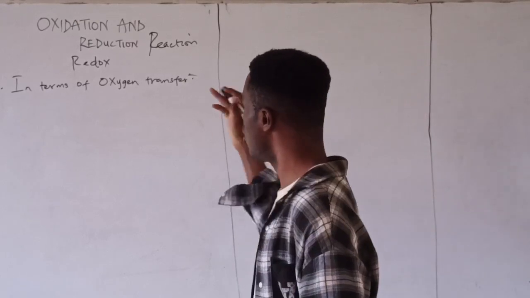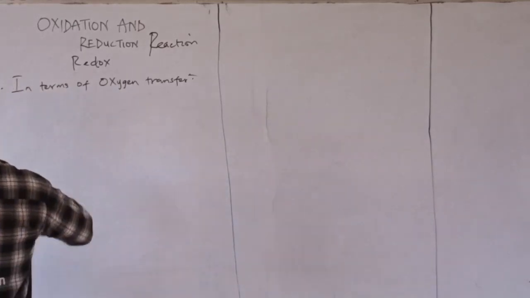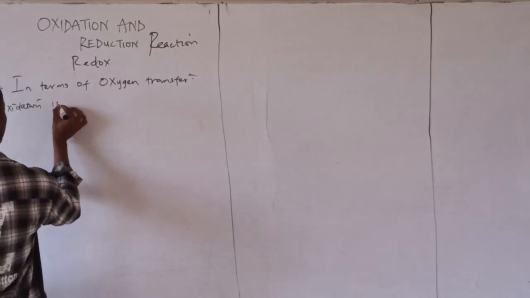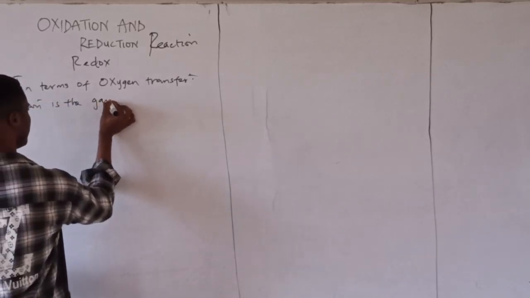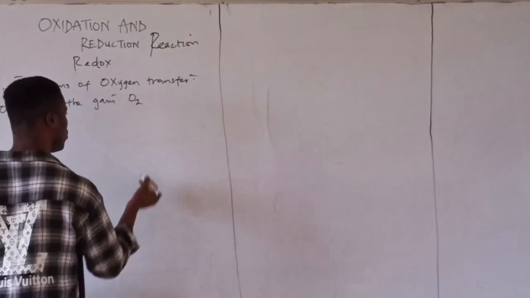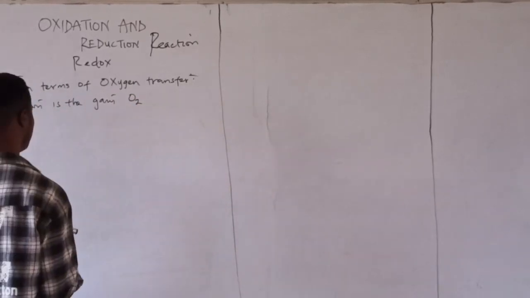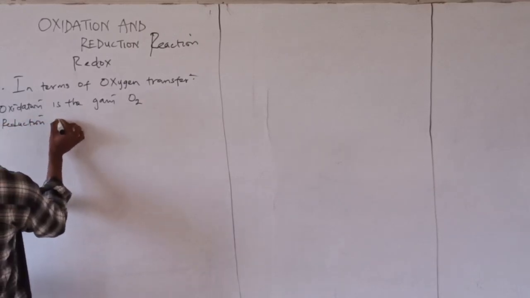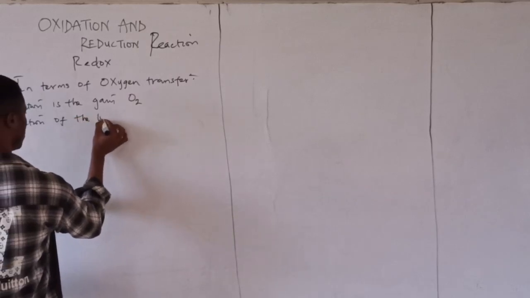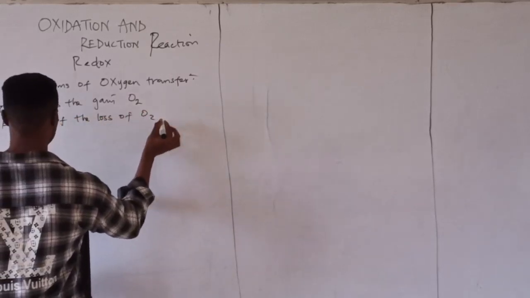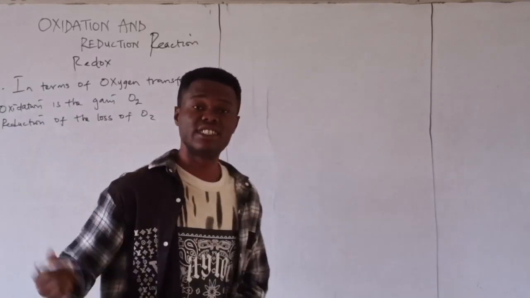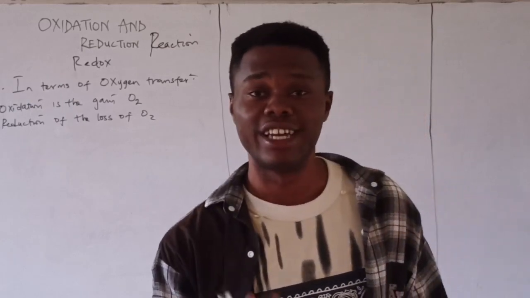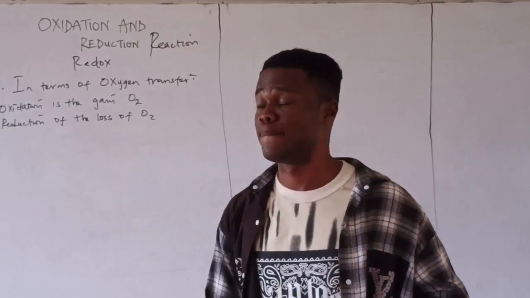The definition of oxidation in terms of oxygen transfer is the gain of oxygen. So oxygen is called O2, right? So oxidation is the gain of oxygen, and reduction is the loss of oxygen. This is the definition of oxidation and reduction in terms of oxygen transfer.